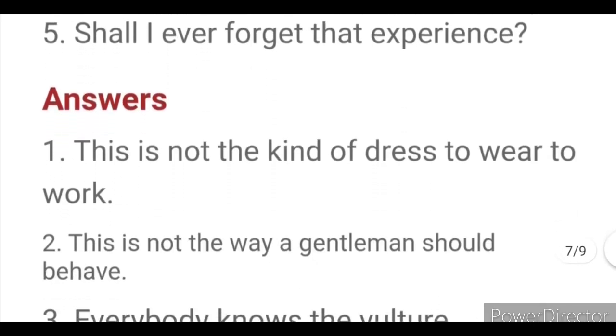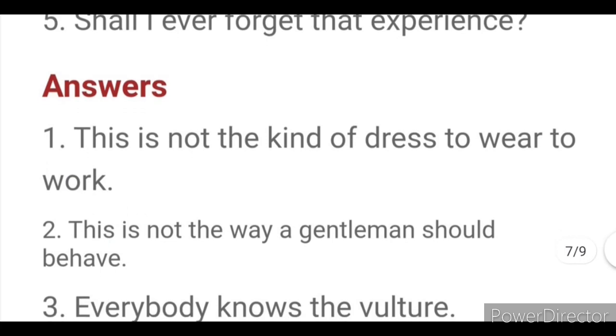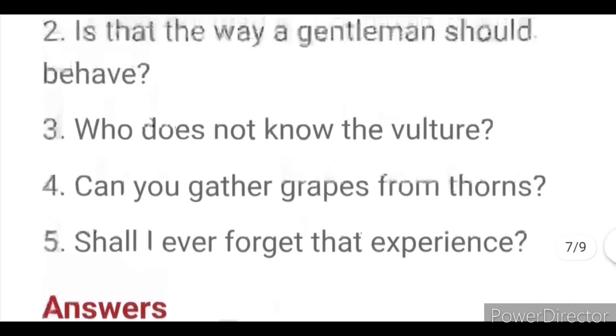See? Is that the way? Here the answer is not according to the question. That is not the way should be the correct answer, not this. Here it is printed as this is not the way. You should write that. Here it is a printing error or maybe a mistake made by the person who created this. That is not the way a gentleman should behave, because that has been used in the question sentence.